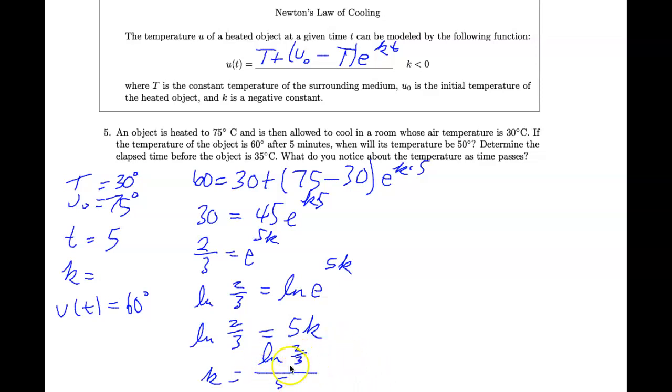You might be freaking out going, oh my god, it's not negative, but natural log of 2/3 is going to be negative. So this is negative 0.08109. Then this makes our equation for this heated object U of t equal 30 plus 45 times e to the negative 0.08109t.